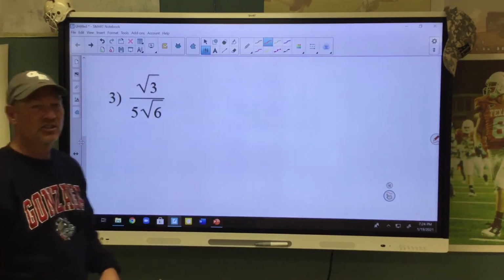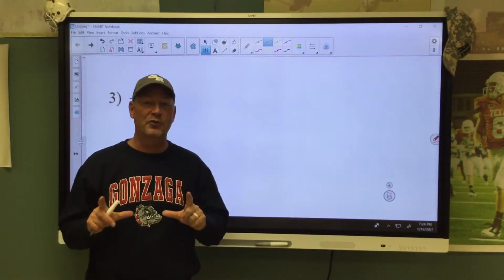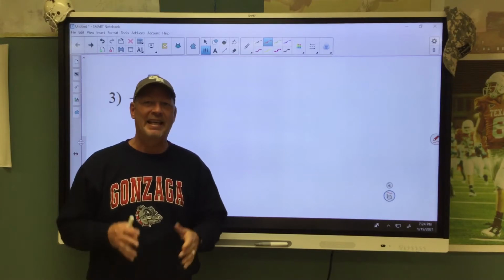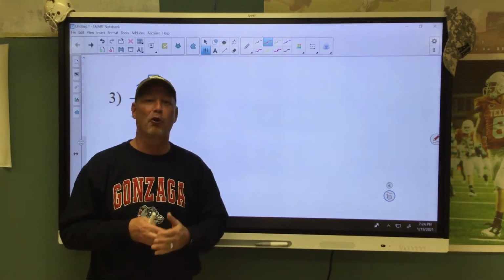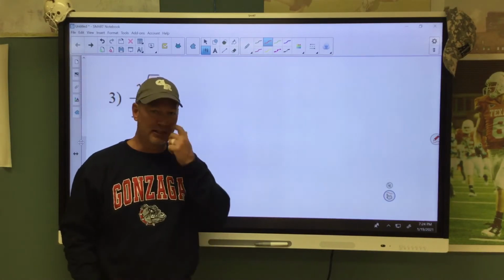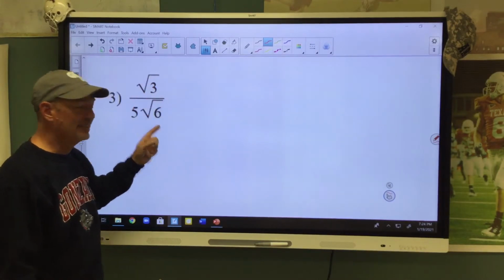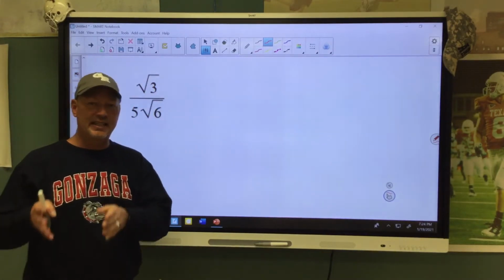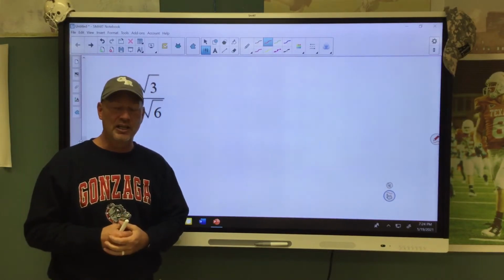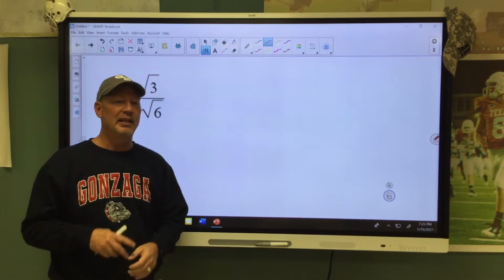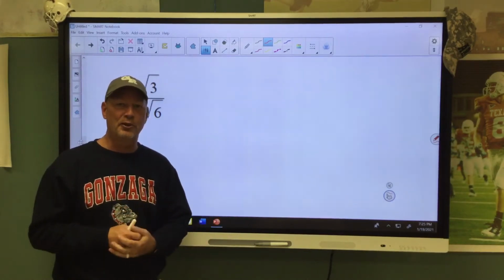Now, here's my thing. Still simple, still just basic square roots, but here's what I'm going to ask you to do as we move forward. If you can reduce before we rationalize. Now, look at the 3 and the 6. The 3 is underneath the radical. The 6 is underneath the radical. Since they're in the same position, you need to reduce first. You need to keep everything smaller instead of reducing or simplifying later on. It's a lot easier if you do it at the beginning.